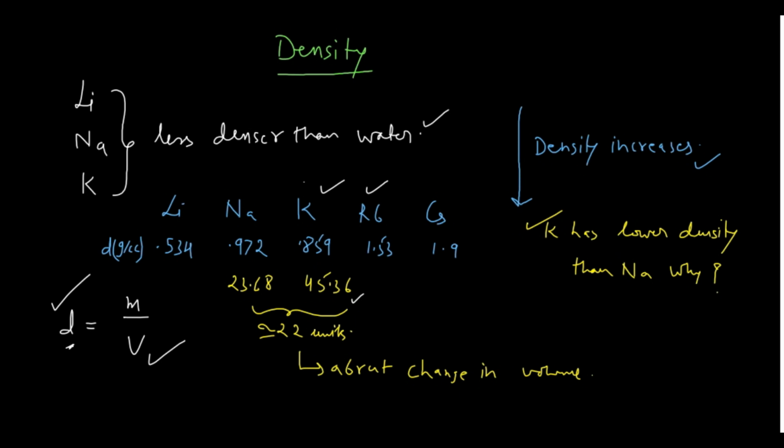But in case of potassium, the reverse is happening here. In case of potassium, the increment in the volume is very, very high compared to the atomic mass. So the atomic volume, the size, is the dominant factor, which decreases the density of potassium. You should remember this very important thing. Okay, now moving to the next slide.